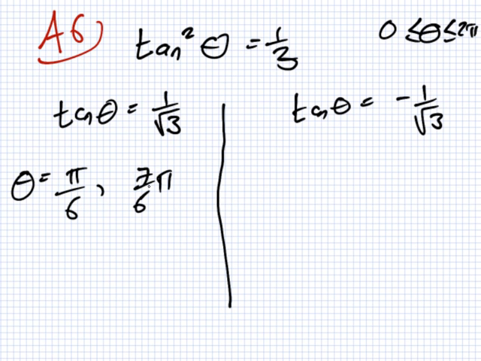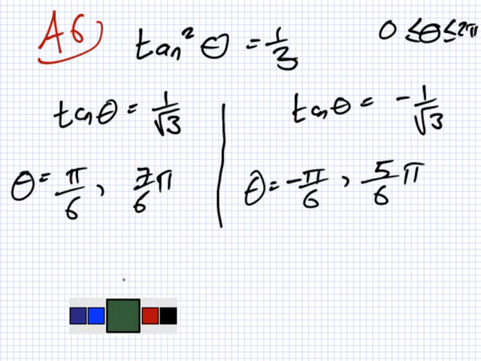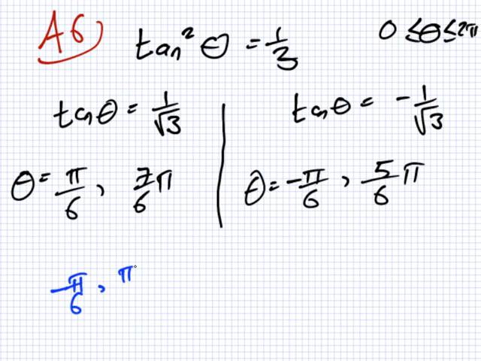Here the first answer is tan inverse of minus 1 over root 3. So the first answer is minus pi over 6. And the second answer will be 5 over 6 pi. So the four answers we could be looking at are minus pi over 6, pi over 6, 5 over 6 pi, 7 over 6 pi.